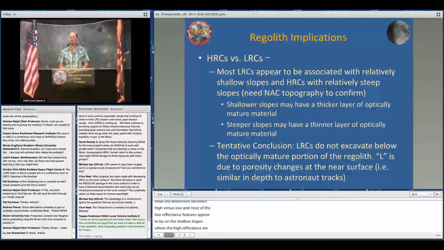But if that's true, that implies the shallower slopes may have a thicker layer of optically mature material, and the steeper slopes may have a thinner layer of optically mature material. And our tentative conclusion is that the low reflectance changes do not excavate below the optically mature material, and that low reflectance is likely due to a porosity change relative to what the surface was before the impact. And I went pretty fast, but I'm done.